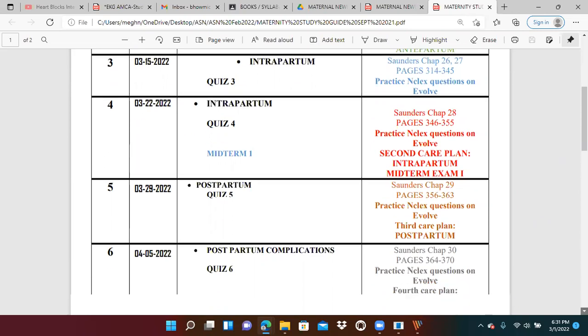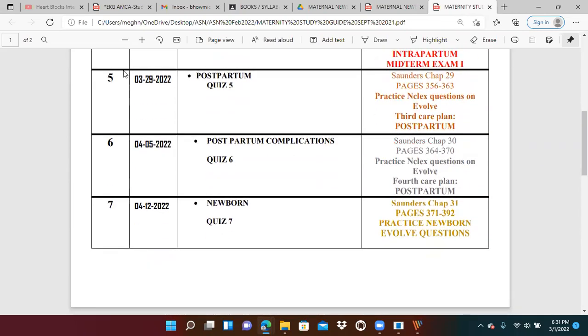I will show you. Week 5, we're supposed to talk about postpartum. The date is there. Postpartum, Sender book chapter 29. Week 6, date, and postpartum complications only. And quiz 6. Sender chapter 30. Also practice questions from Evolve.